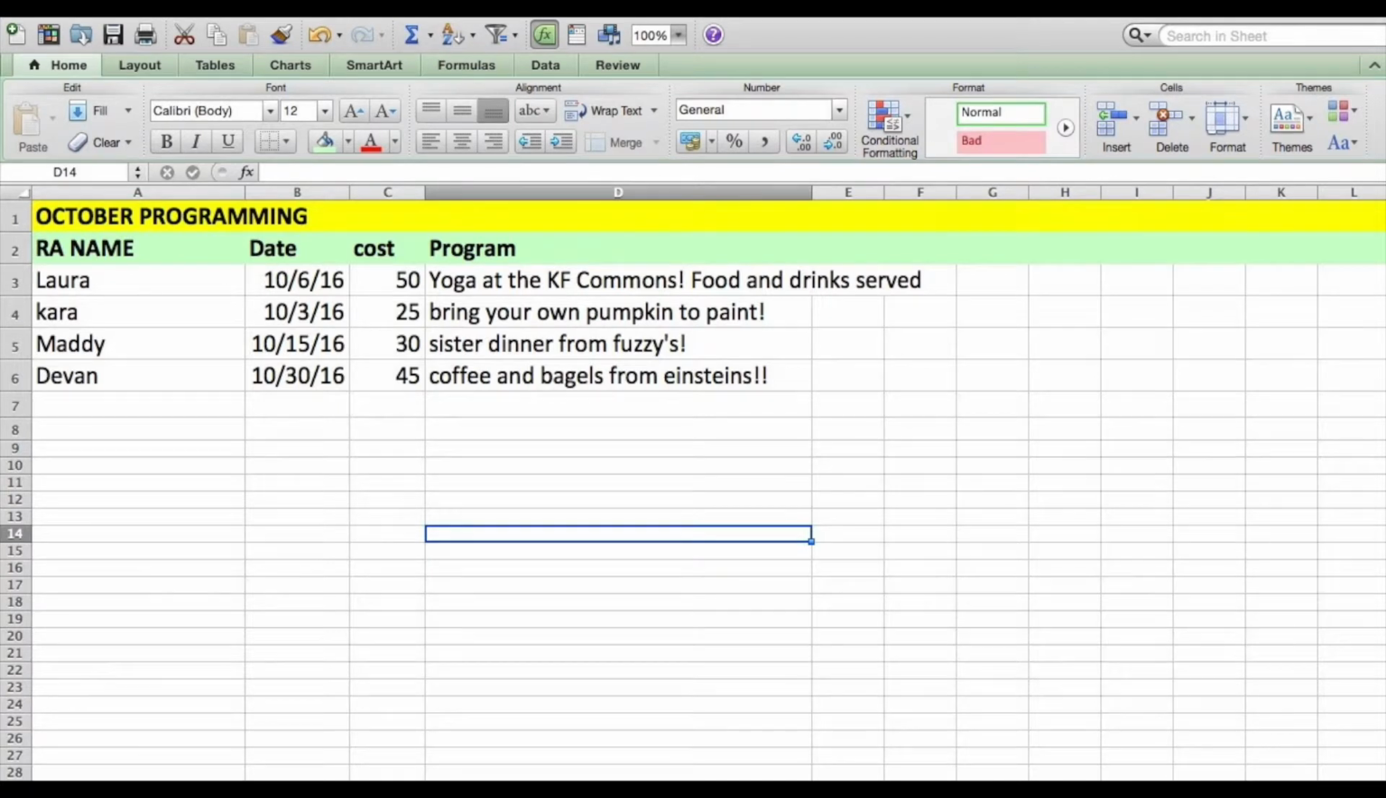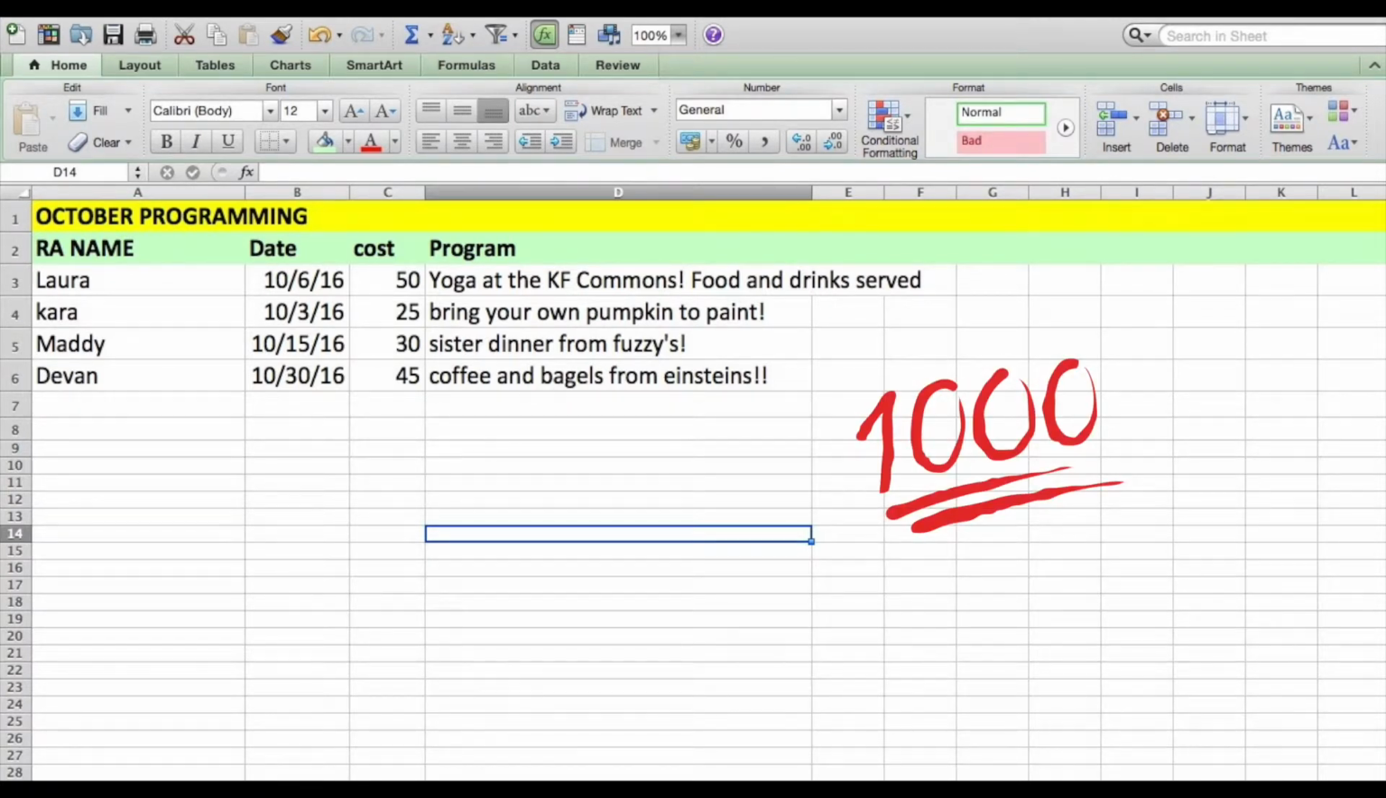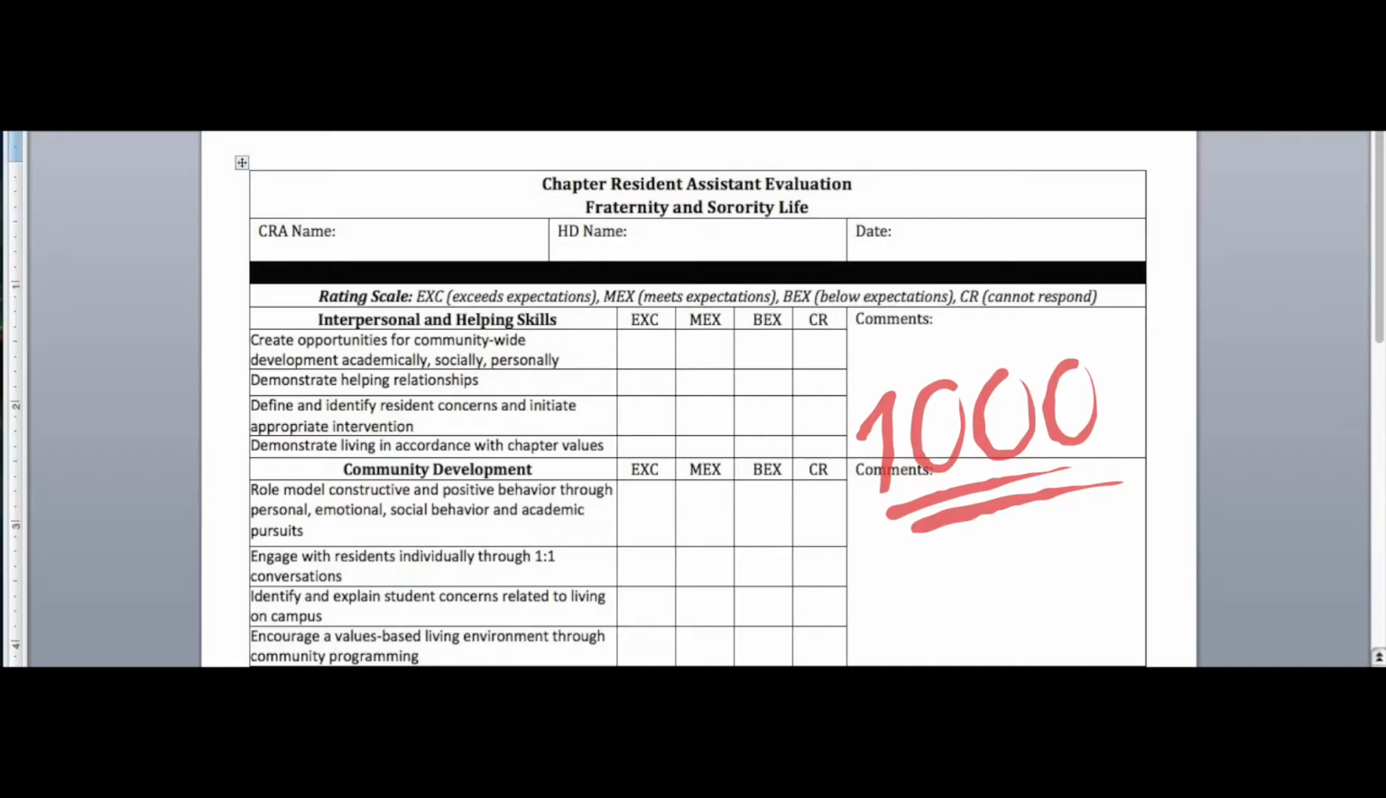In this log, I kept track of what programs my RAs did. It was important for me to know who was doing their job and who wasn't. This all came into account when we had our mid-semester and end-of-the-semester evaluations for each resident assistant.